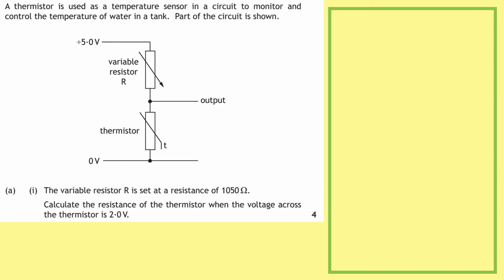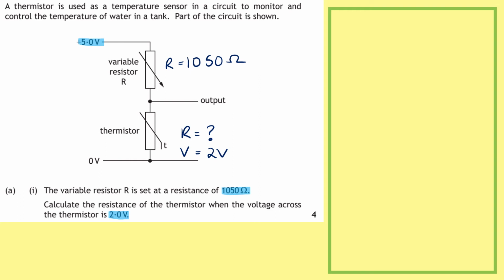So we have a resistance of 1050 ohms just there. We have a voltage of 2 volts. And we have, in our diagram, we can see a total voltage of 5 volts there. So annotating our diagram, it says the variable resistor is set at a resistance of 1050. So our resistance here is 1050 ohms. We want to calculate the resistance of the thermistor, so this is what we want to work out, when the voltage across the thermistor is 2 volts.